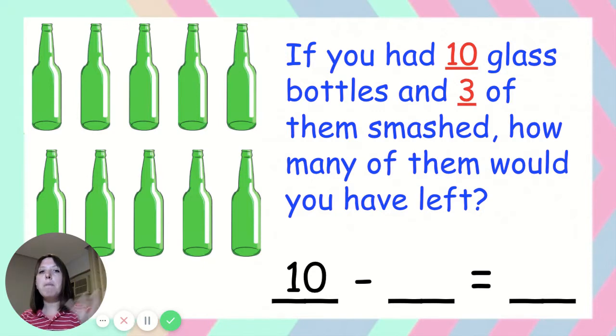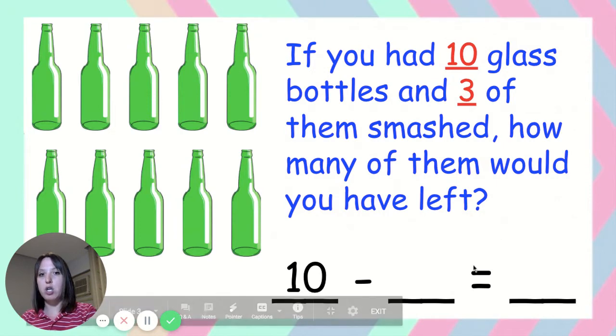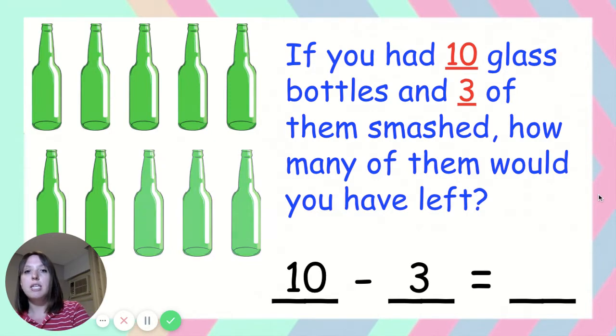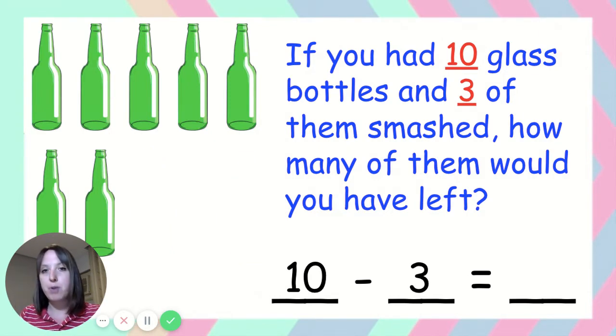Then, how many bottles did we smash? How many bottles did we break? 3 bottles. So the subtrahend will be 3. Yes, now 3 are broken. How many of them would you have left? So what is the answer? 10 take away, or 10 and break 3. How many bottles do you have left?